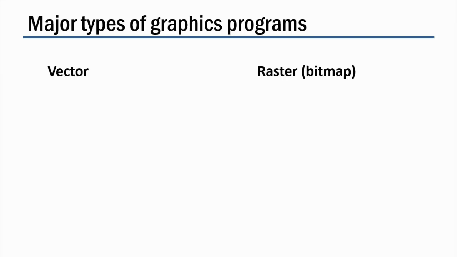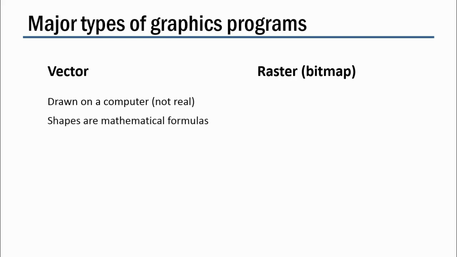Let's talk about vector first. Vector images are drawn on a computer. That means someone sits down on a computer, like you are now, and takes a mouse or a drawing tablet or maybe a touchpad and draws something. That means that the artwork created in vector programs is not real life. It's like paintings, just very sophisticated electronic paintings. The shapes created in vector programs are just mathematical formulas.